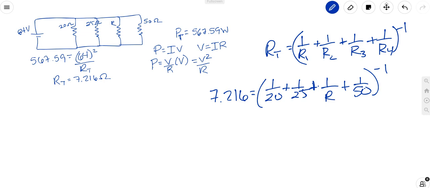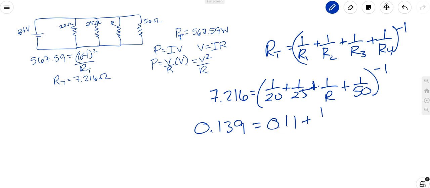So the first thing that we need to do is take the inverse of both sides. Alright, so we need to take the -1 of both sides to get rid of it. And so that will give us 0.139 is equal to, and I'm going to go ahead and reduce the 1 over 20 plus 1 over 25 plus 1 over 50, and that's going to give me 0.11.